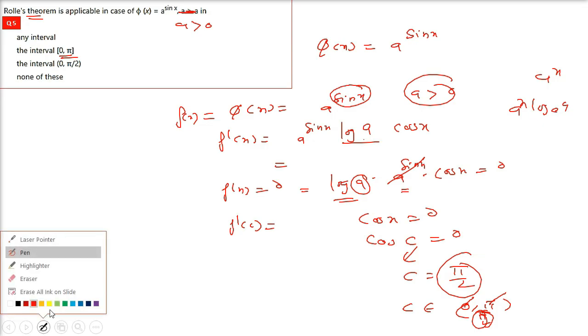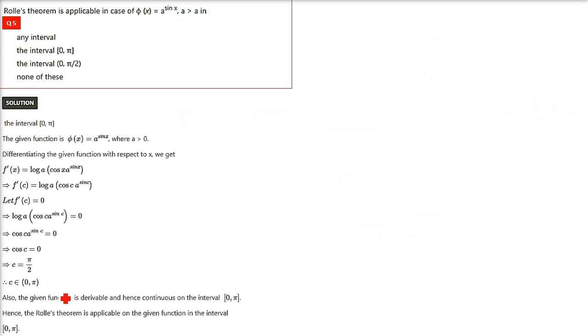I'll show you how it has to be done formally. So this is how you have to go about it. You have to solve it.